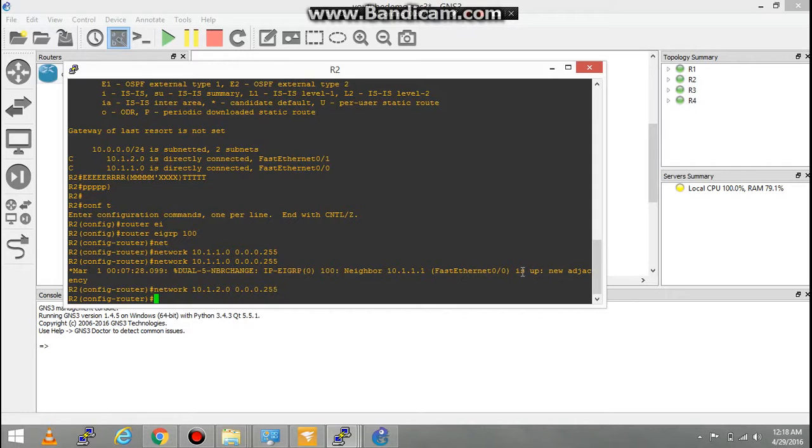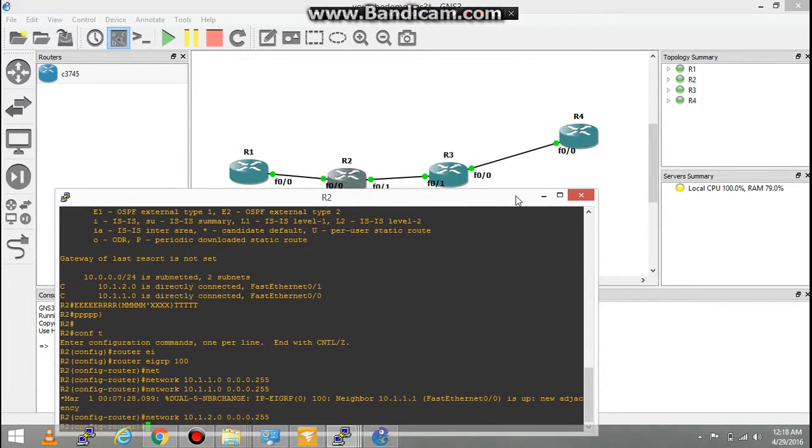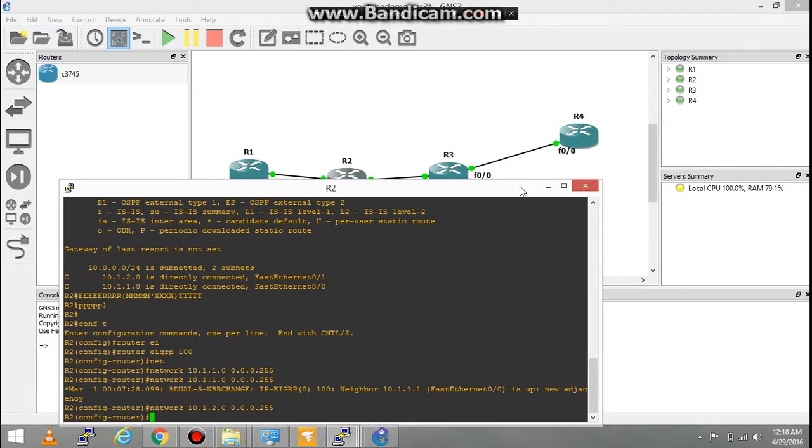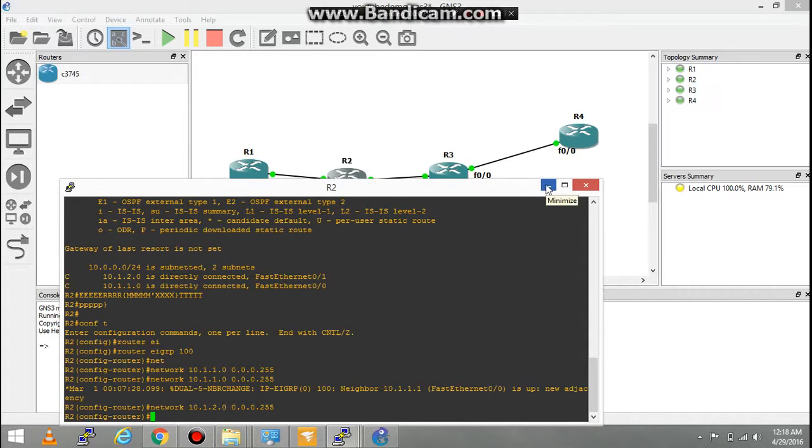Here you can see a log message saying that a new adjacency has been formed. This is because we were already advertising the 10.1.1.1 network from R1, and since we also started advertising it on R2, an adjacency was formed between them, and now R1 and R2 are EIGRP neighbors and they can advertise the network to any other router which is directly connected to them and which has EIGRP running on it.